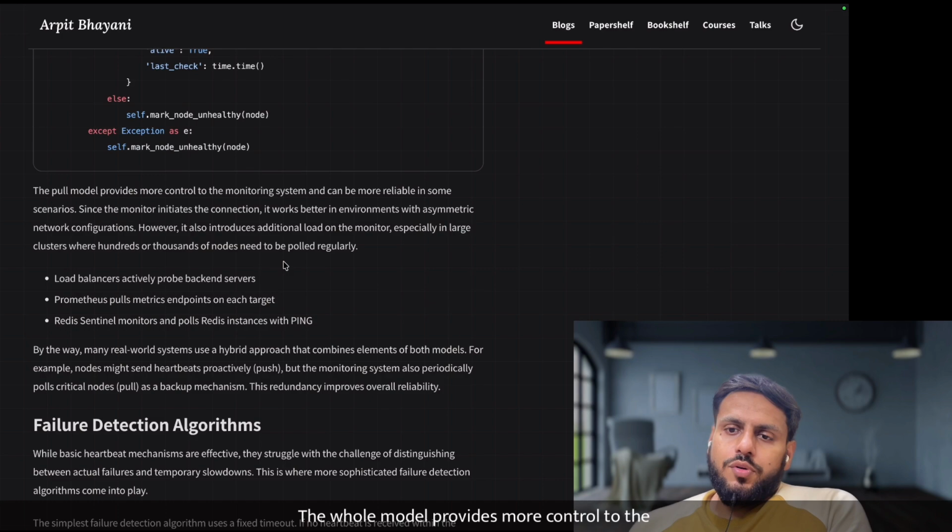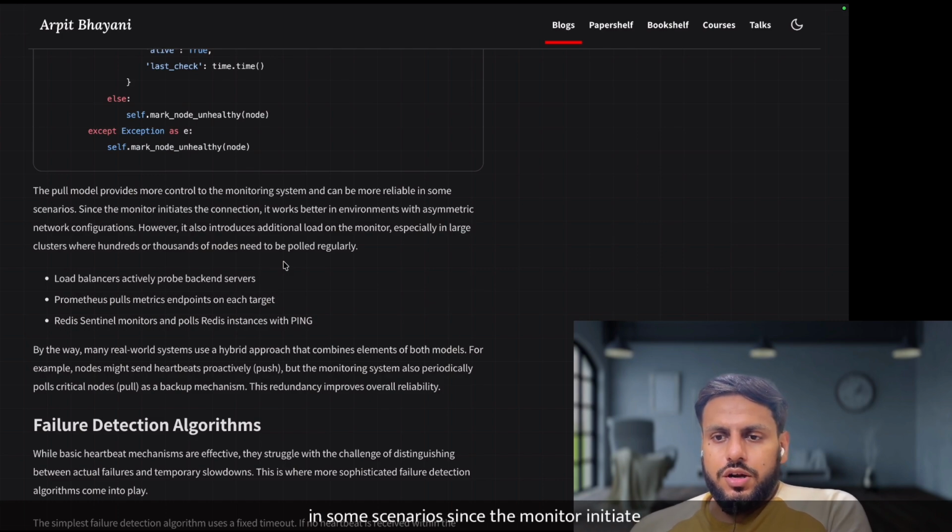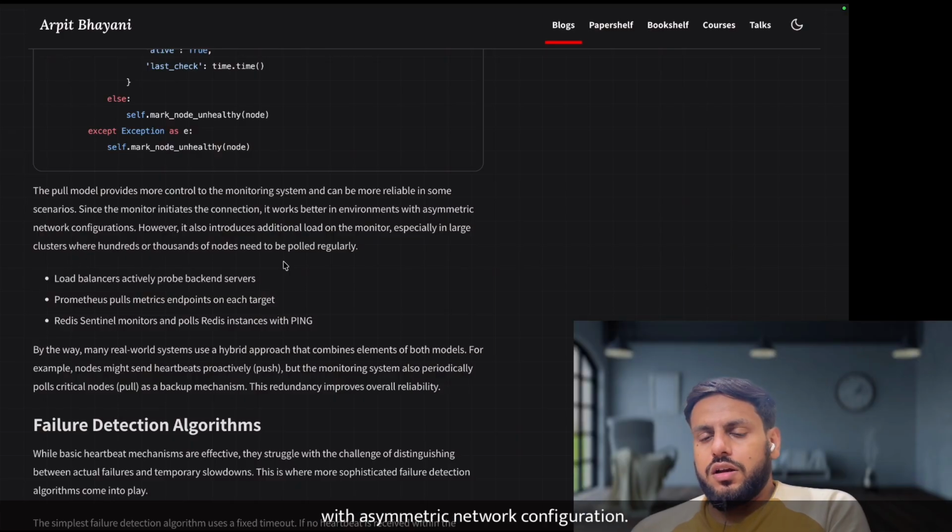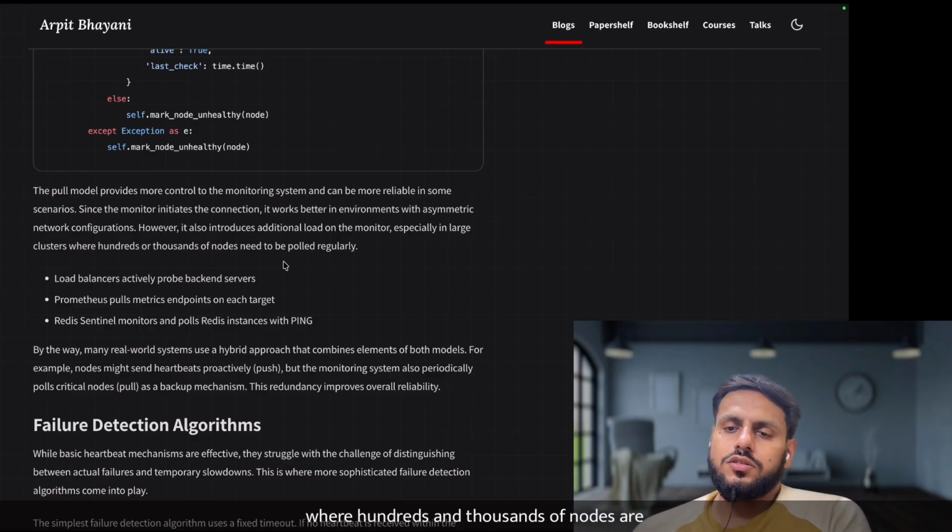The pull model provides more control to the monitoring system and can be more reliable in some scenarios. Since the monitor initiates the connection, it works better in environments with asymmetric network configuration. However, it also introduces additional load on the monitor, especially in large clusters where hundreds or thousands of nodes need to be polled regularly.